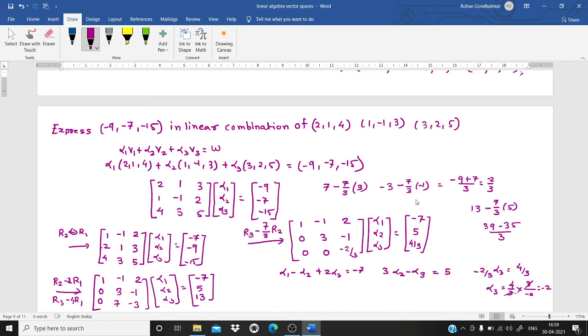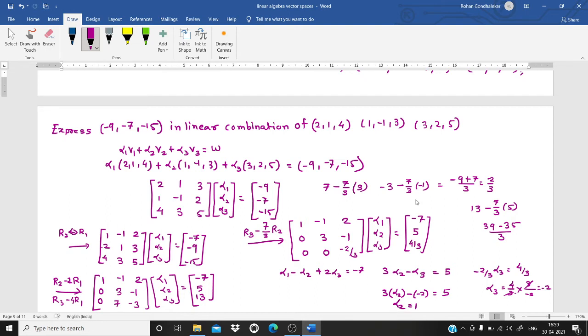Substitute alpha 3 here, that is minus 2. So we get 3 into alpha 2 minus 2 is equal to 5. So minus minus becomes plus 2. Shifted to the right hand side, which becomes minus 2. 5 minus 2 is 3, and 3 3 get cancelled. So alpha 2 is 1.